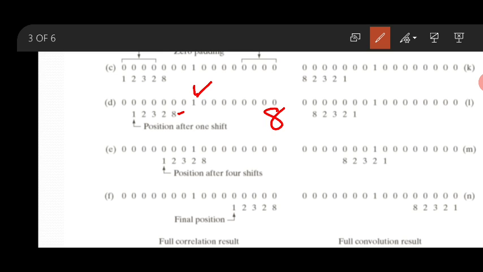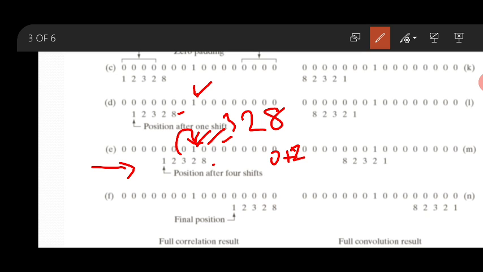Again you shift 1 bit. This is the shifted bit here. Now 0 will be multiplied by 8, and you get 0; 1 into 2, 2; 3 into 0, 0; 0 into 2, 0; 0 into 1, 0. All the way, the result you get here is 2. I hope you're getting it. Again you shift one more bit here. Now what will happen? The 3 will come at this position. Then 8 into 0, 0; 2 into 0, 0; 3 into 1, 3. What I get here is 3.